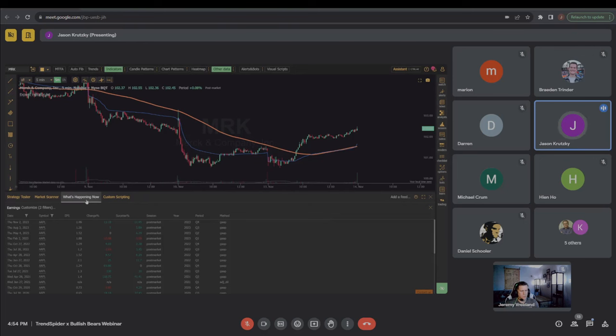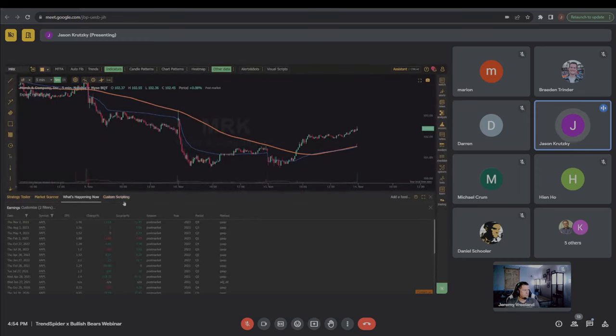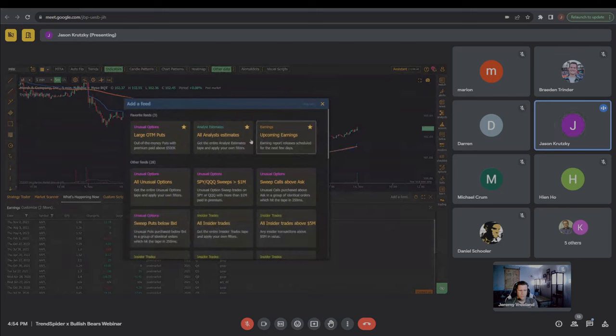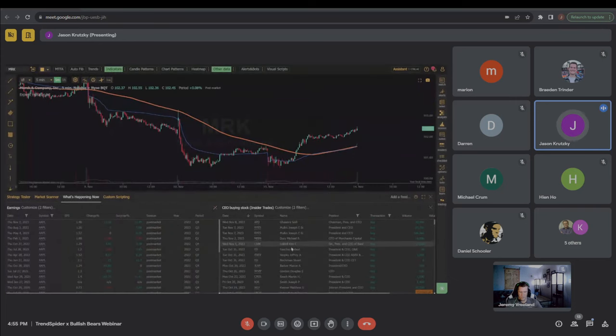What's happening now? What's happening now is kind of like a mini Bloomberg terminal. There are lots of data points inside what's happening now. It's a really cool way of visualizing all of the data that you have access to over here, be it analyst estimates, insiders, unusual options. So if you go to add a feed, you'll see there are a bunch of preset unusual options selections: SPY and QQQ sweeps above $1 million, sweep calls above the ask, all unusual options, sweep puts below the bid, insider information, CEO buying a stock, an instant up-to-date list of CEOs buying stocks, an up-to-date list of these things.